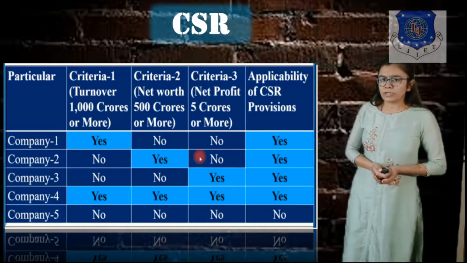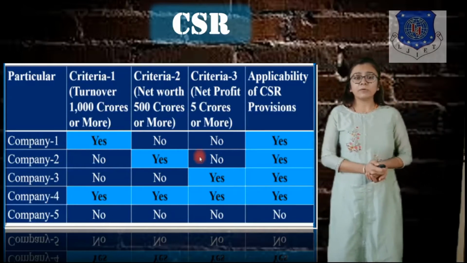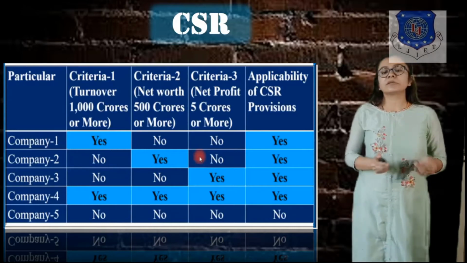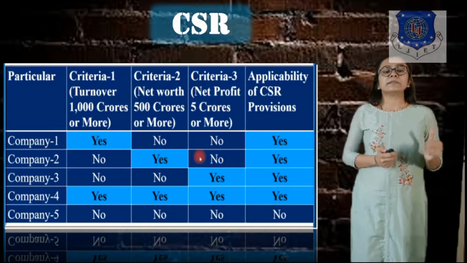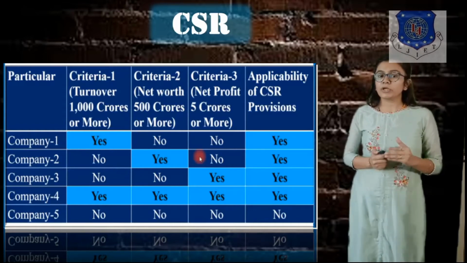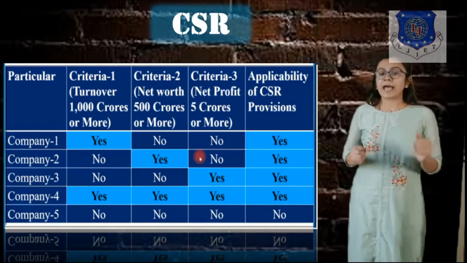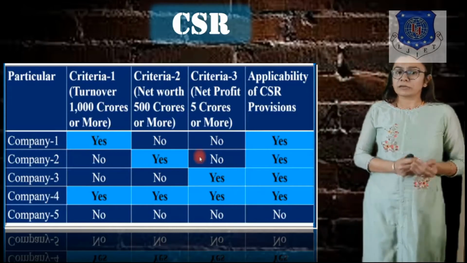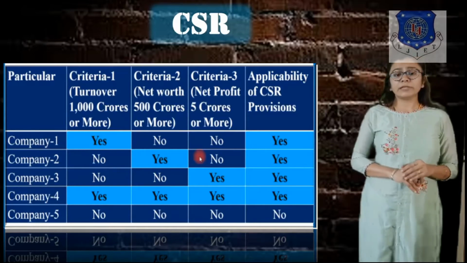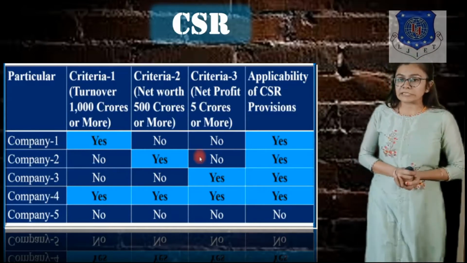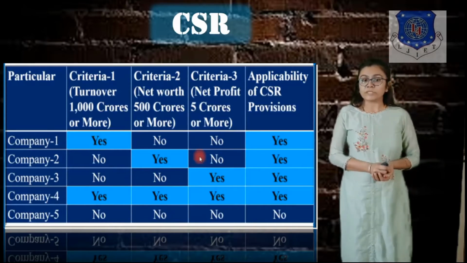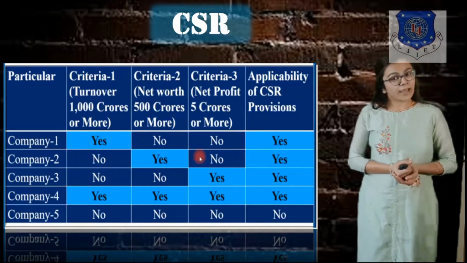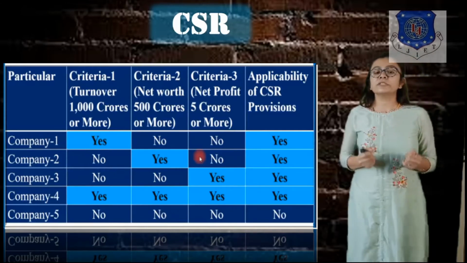Next, company number 2. It is not satisfying criteria number 1, but criteria number 2 is satisfied and criteria number 3 is not satisfied. This means the company's net worth is rupees 500 crore or more, so the company has to do social activities for society. Next, company number 3. Criteria number 1 and criteria number 2 are not satisfied, but criteria number 3, a net profit of 5 crore or more, is satisfied. So the company has to do social activities for society.